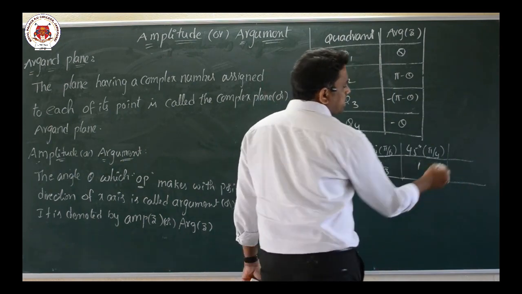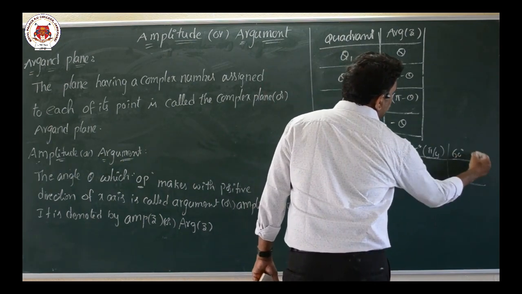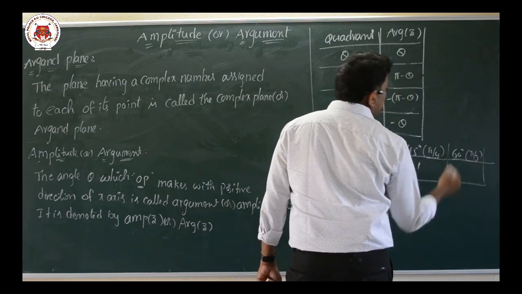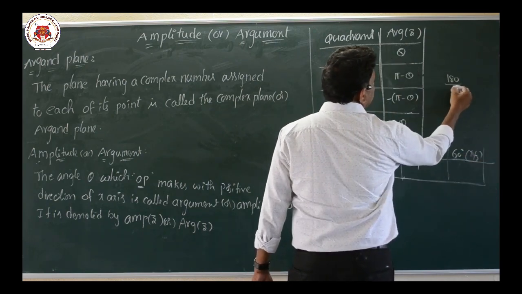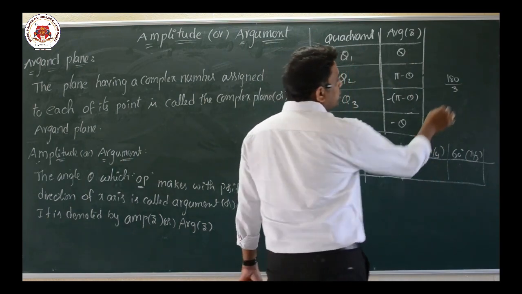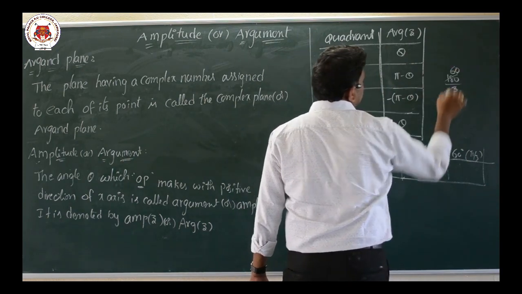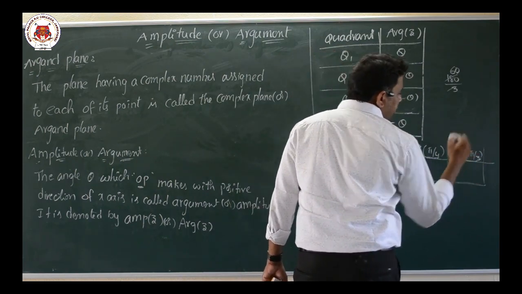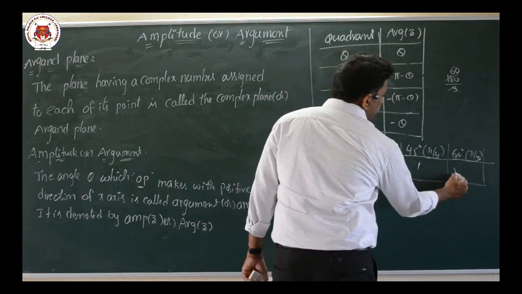Next one is 60 degrees. 60 we will indicate as pi by 3. Why pi by 3? Pi means 180 by 3. So 3, how many times does it cancel? 60 times. So 60 degrees we can represent as pi by 3 in the form of radians. So this value, tan 60, is root 3.